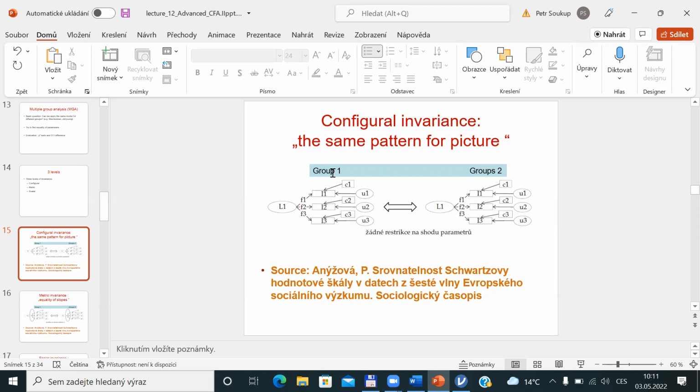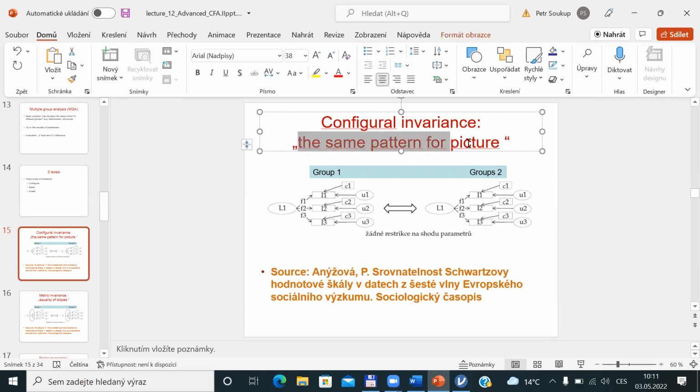On the left side and right side, we have group 1 and group 2. And this configural invariance, as it is written here in the subtitle, expects that I can apply the same picture for both groups. So it means that for both groups, it is valid that this factor is measured by three indicators, I1, I2, I3. So that's a very relaxed assumption. I'm only expecting that for both groups, and of course you can apply this logic to more than two groups, but the two-group case is the simplest, the picture is the same.